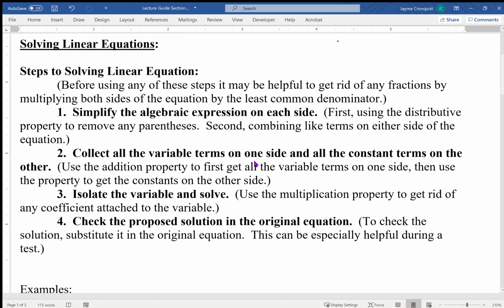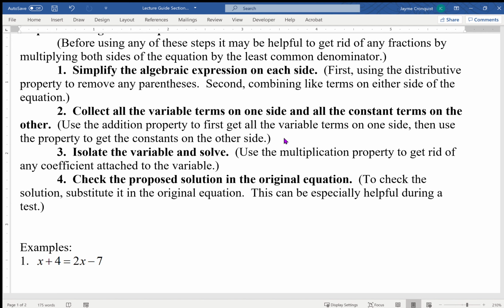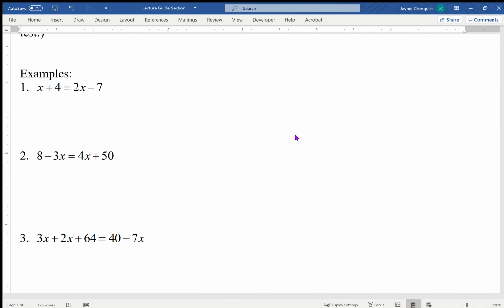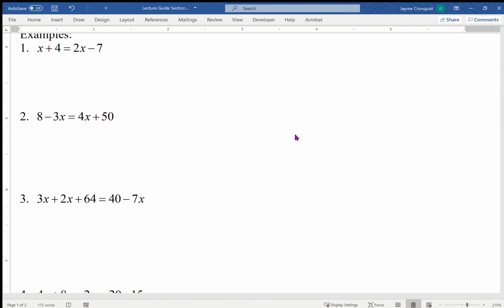That actually generally does solve it. Then you're going to check your solution and put a box around it. Please don't forget to put a box around it. Alright, so this is what we're doing.